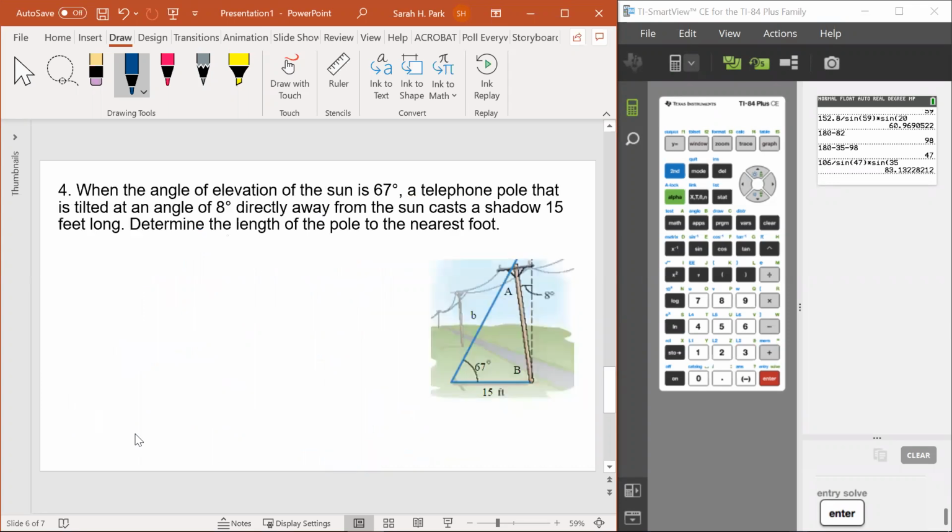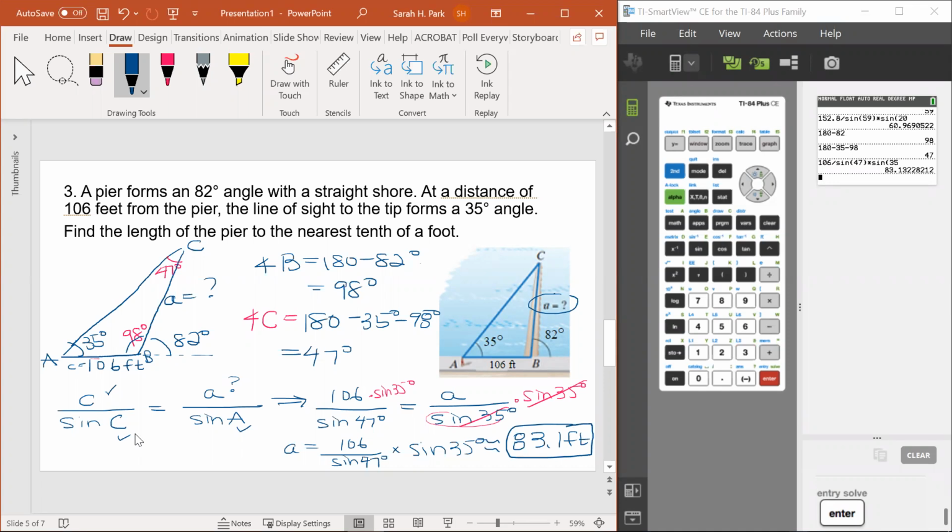Okay, so to approach this, I would start by drawing a triangle, a figure on your paper, and then labeling as you figure out all the different pieces, and then figure out what pieces of information you have to set up the law of sines and use that to figure out the missing piece.